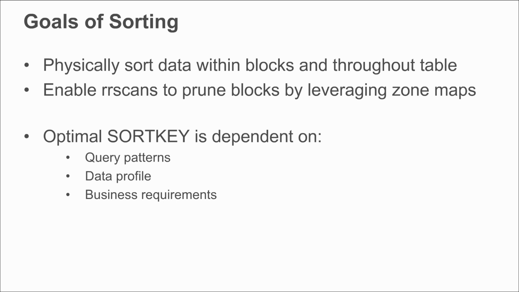So the goals of sorting are also very straightforward. We're seeking to physically order data in a way which maximizes the effectiveness of the zone maps we discussed earlier. Sorting to optimize zone maps and then using a query which leverages them allows us to reduce the amount of necessary I/O significantly. And with sort keys, what you're really wanting to do is prune as many blocks as possible, which is dependent not only on the type of sort key, the sort key columns, and the column order, but also on the data profile and the query patterns.